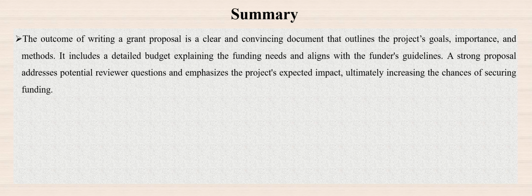Summary: the outcome of writing a grant proposal is a clear and convincing document that outlines the project's goals, importance, and methods. It includes a detailed budget explaining the funding needs and aligns with the funder's guidelines. A strong proposal addresses potential reviewer questions and emphasizes the project's expected impact, ultimately increasing the chances of securing funding.